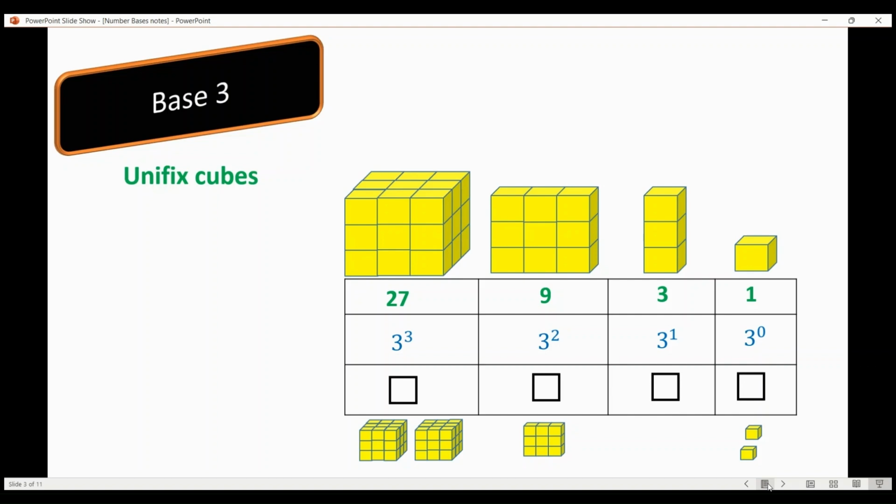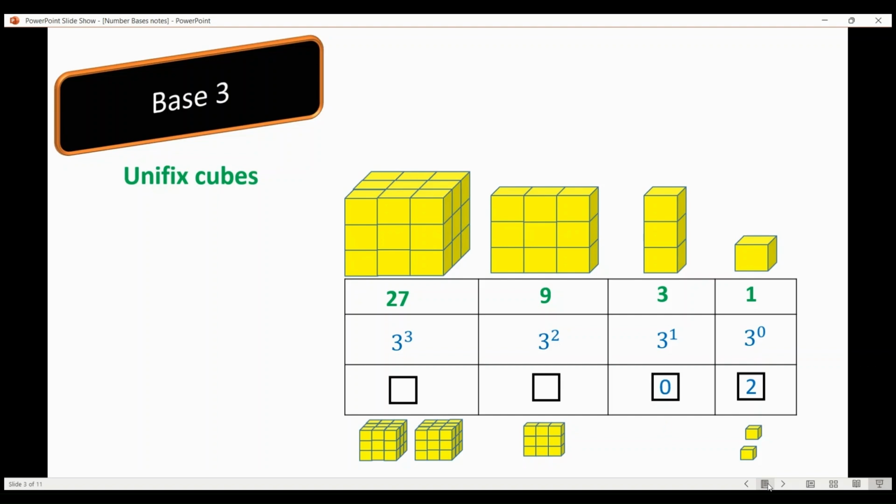So let's start with the ones. We have 1, 2 of them. So let's bring that up. How many groups of 3 do we have? We have 0. And remember, we're still operating in the Hindu Arabic numerical system. So 0 is present. That's the system we're operating in.